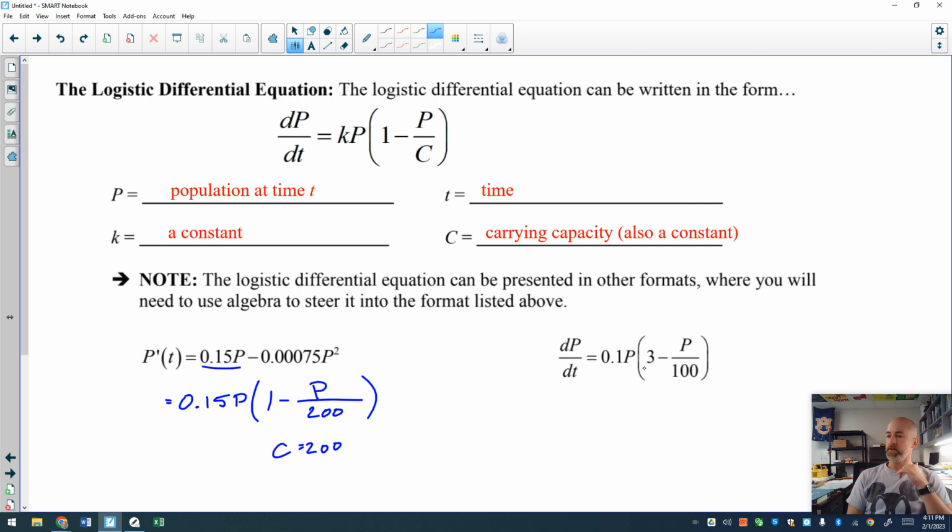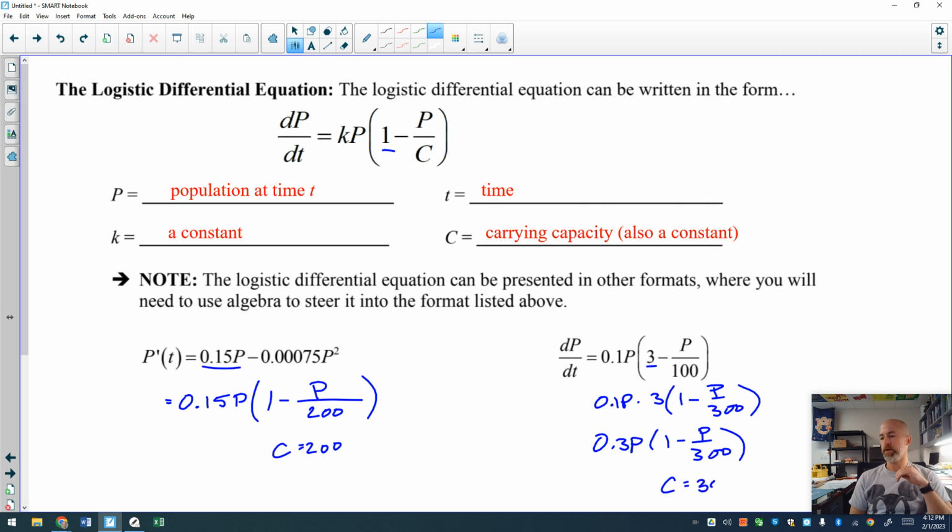The second example here is very close to my preferred format, but you'll notice instead of a 1, there is a 3, so I will need to factor out that 3. And if I factor a 3 out of this, I'll be left with 1 minus P divided by 300. Now there is still a 0.1P right here. So 0.1 times 3 would end up giving me 0.3P times (1 minus P over 300). And again, I like that format because I can look at this and very quickly tell carrying capacity is going to be 300. And so there's the logistic differential equation.